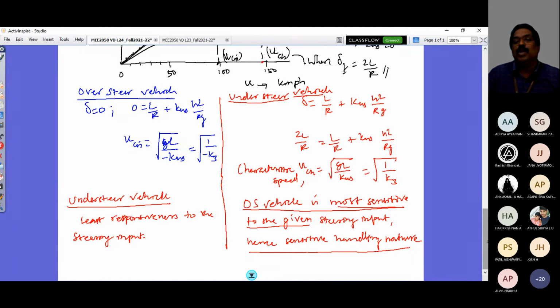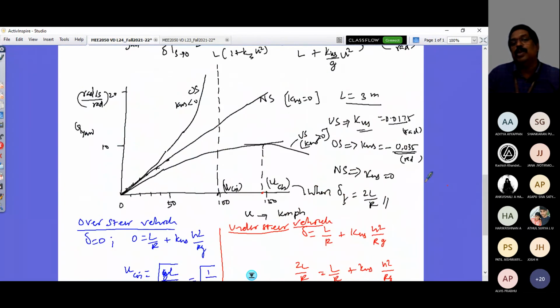Oversteer tendency would always be most sensitiveness of your vehicle. So the word sensitiveness always goes with an oversteered vehicle. The least responsiveness goes with an understeer vehicle. So a neutral steer vehicle is on both sides. It is going to have good responsiveness as well as good sensitivity to the steering input. That's why your vehicle is always designed very close to neutral steer and then with slight values of KUS. So you would have your characteristic speed much higher than the requirement, and steering can be achieved at ease.